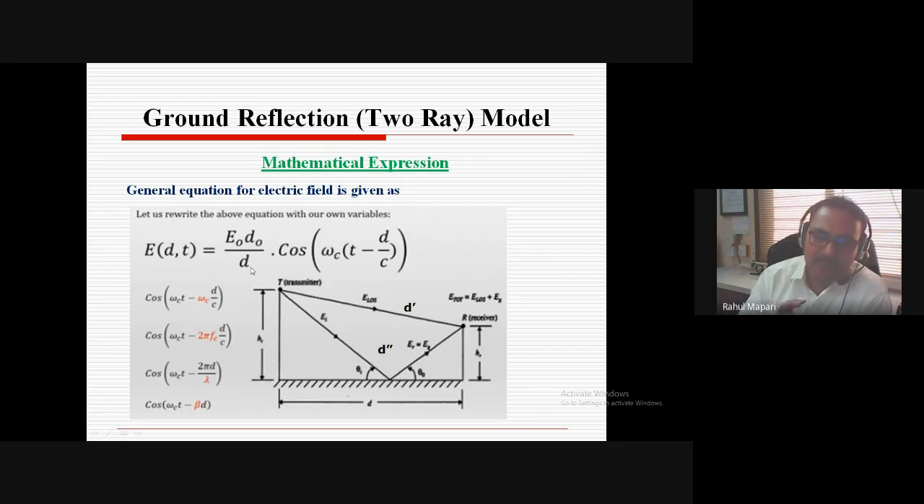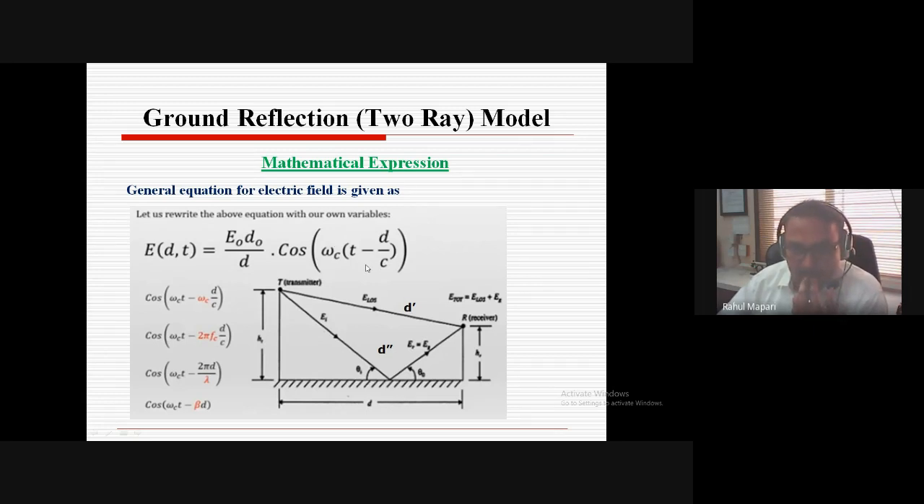Just like the normal signal A cos theta, where A is the amplitude, or we can say A cos(omega C T minus theta). So this is the equation. This is the amplitude and this is the angle.